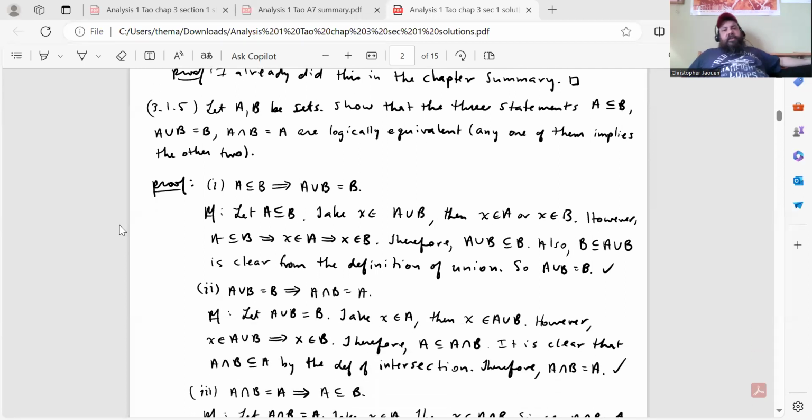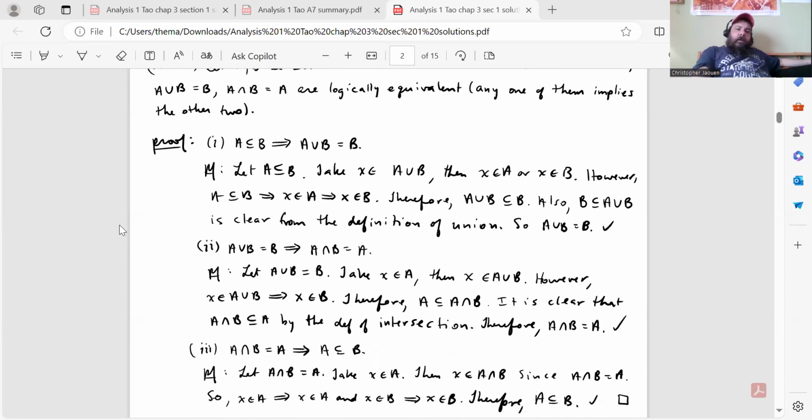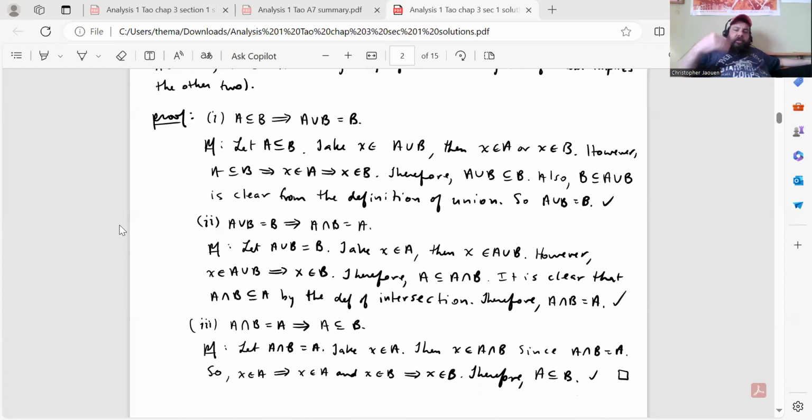All right, so going on to section 3.1.5: let A, B be sets. Show that the three statements A is a subset of B, A union B equals B, and A intersect B equals A are logically equivalent. Any one of them implies the other two. Right, so that's what I'm doing here.